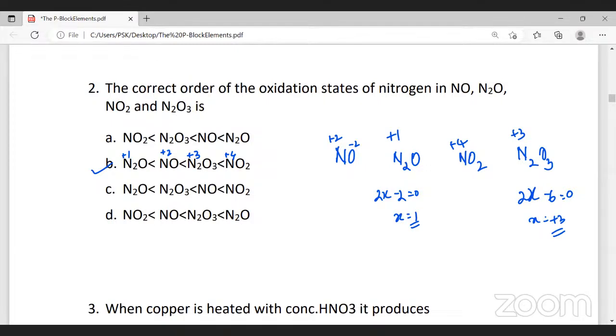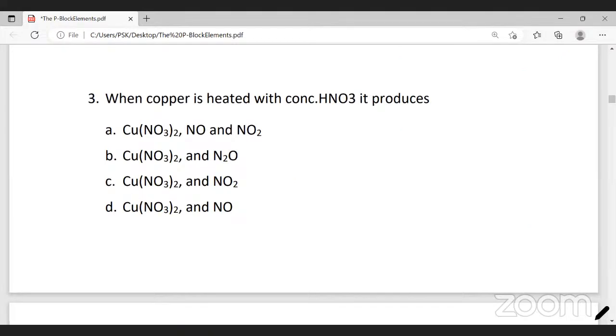The next question, when copper is heated with concentrated nitric acid. Now, we have learned that concentrated nitric acid is an oxidizing agent. It will decompose to give nitrogen dioxide, water, and also we get nascent oxygen. Nascent oxygen, 6 oxygen atoms we have. Since nitric acid gives nascent oxygen, it will be a very good oxidizing agent.